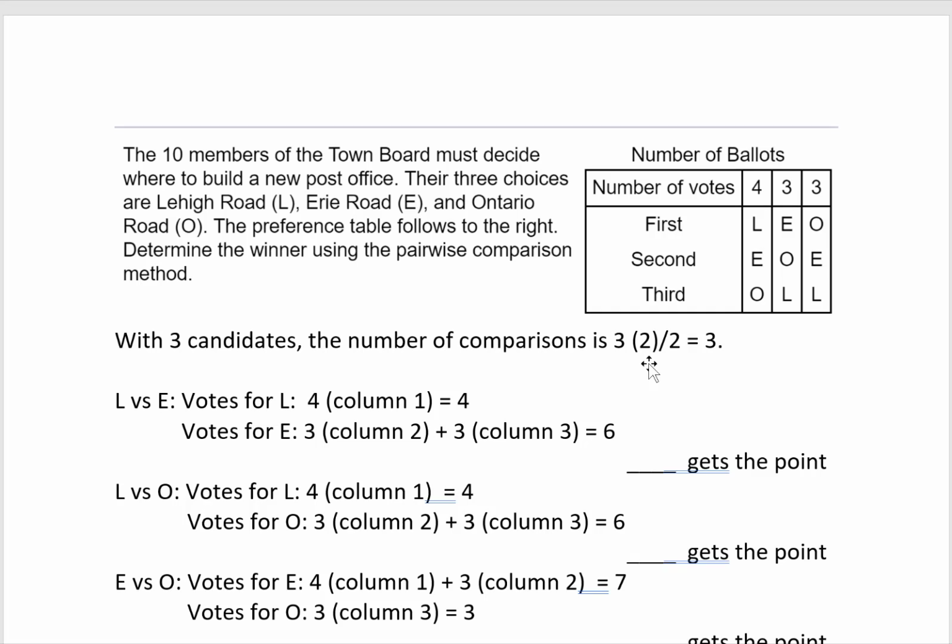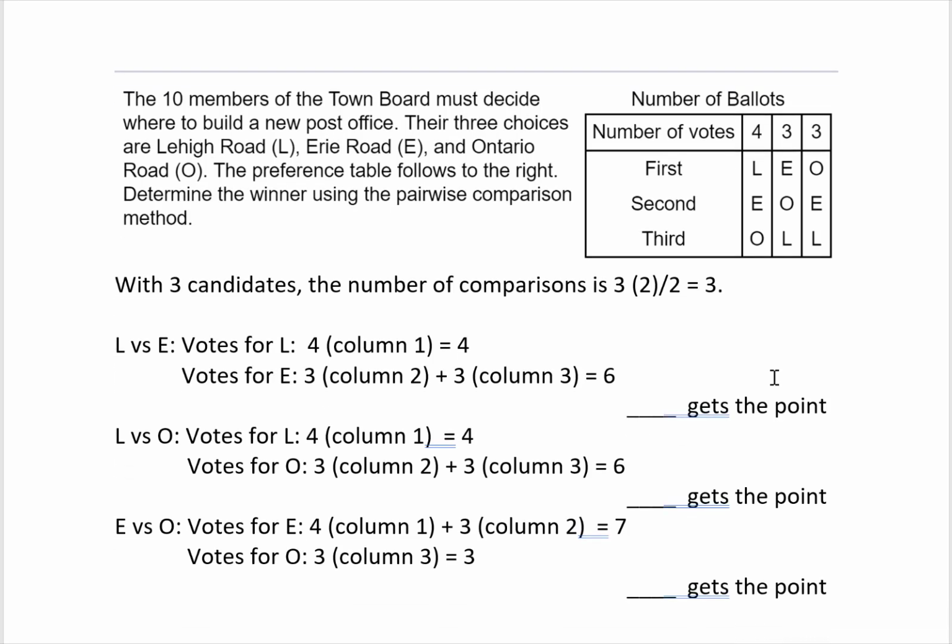10 members of the town board must decide where to build a new post office. Their 3 choices are Lehigh Road, Erie Road, and Ontario Road. The preference table follows to the right. Determine the winner using the pairwise comparison method. With 3 candidates, the number of comparisons is n times n minus 1 over 2. 3 times 2 divided by 2, we have 3 comparisons.